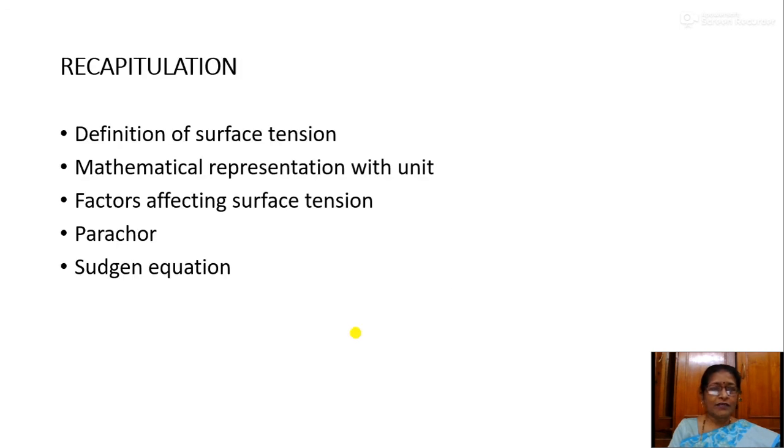Now next will be recapitulation. What all did we learn now? Definition of surface tension, mathematical expression and unit, the factors affecting surface tension, parachor, Sugden equation.